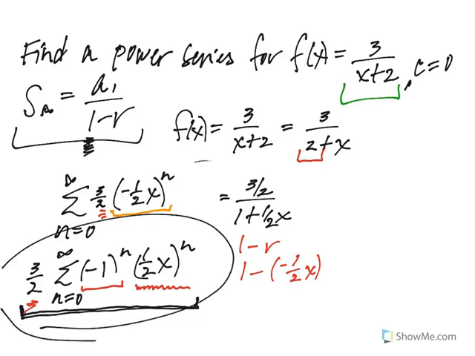This then is your answer. This is the power series representation for 3 over x plus 2 centered at 0. And you can tell right from this portion right here that it is centered at 0. c is 0. All right, let's do a couple more.